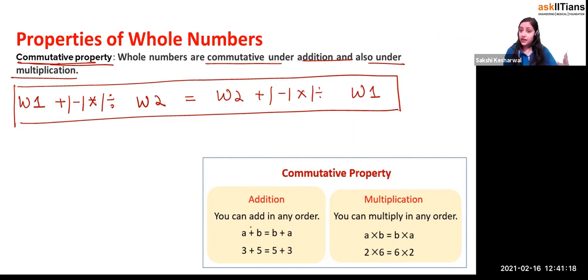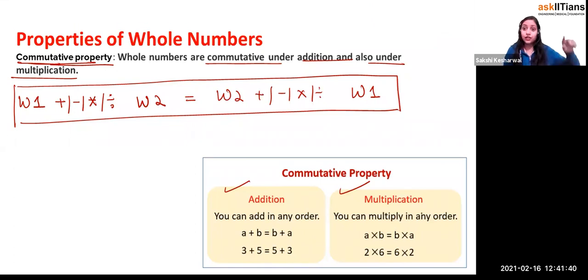For addition, if you add in any order, if I add 2 plus 3, your answer is 5. If I add 3 plus 2, your answer is again 5. If I add 7 plus 8, it's 15. If I add 8 plus 7, it's again 15. So you add in any order, it doesn't matter.